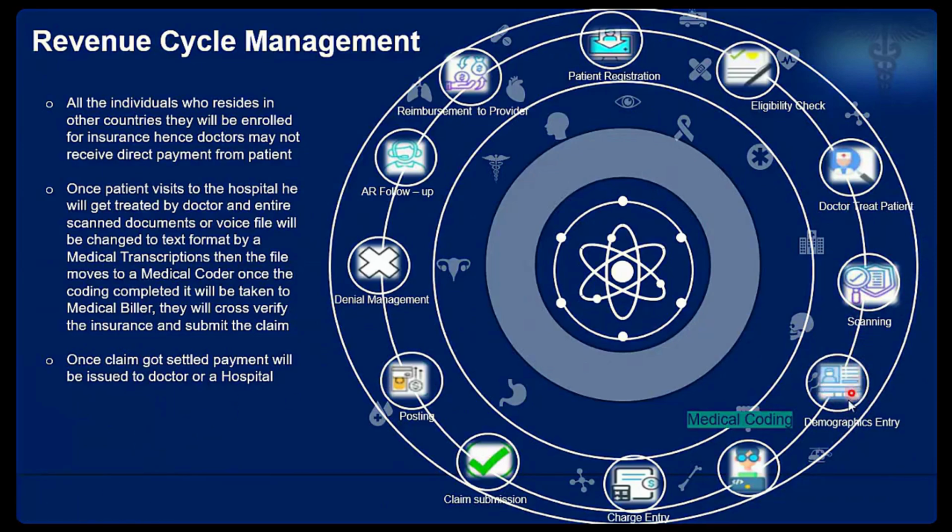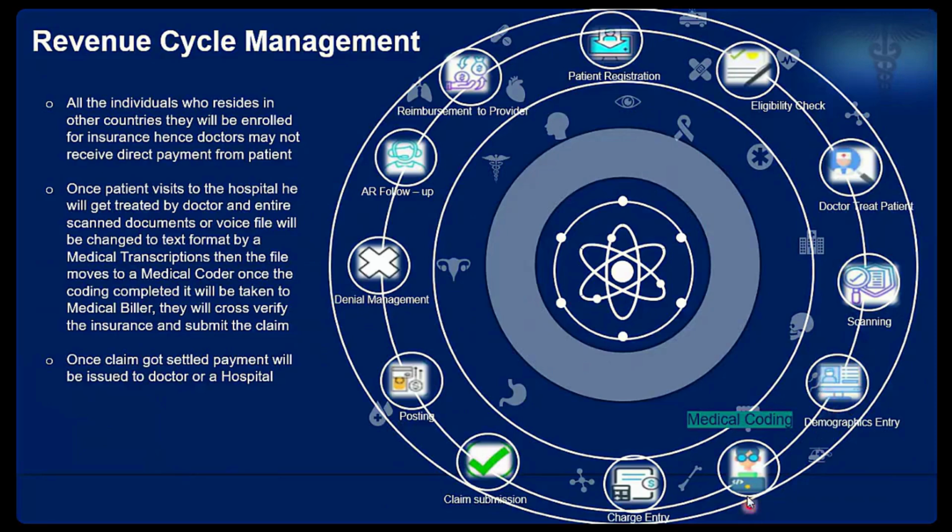So what all are the demographics entry? Like patient's name, age, insurance of the patient, which insurance he is using, all the details of the patients will be entered, and also what is the diagnosis of the patient, what is the treatment provided, what all things he has done, everything will be entered in the demographic sheet.